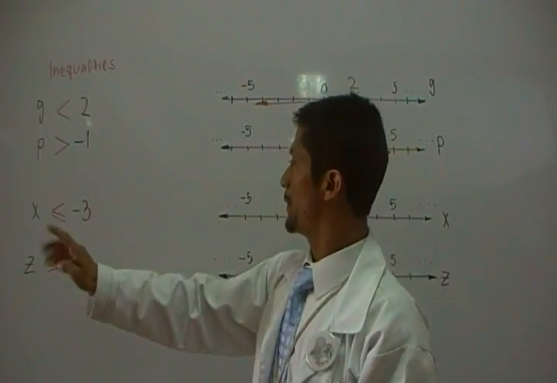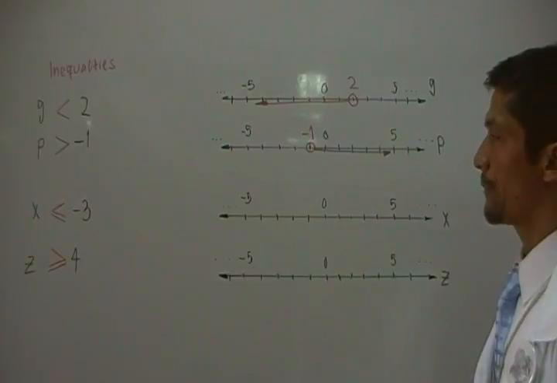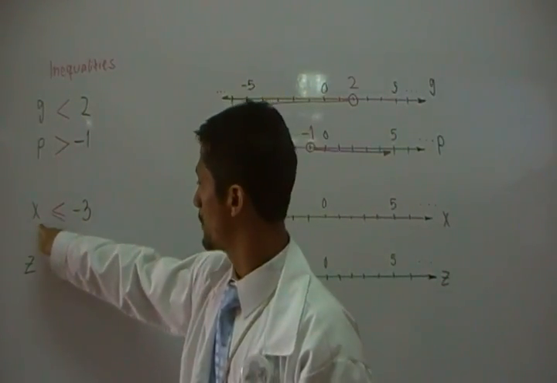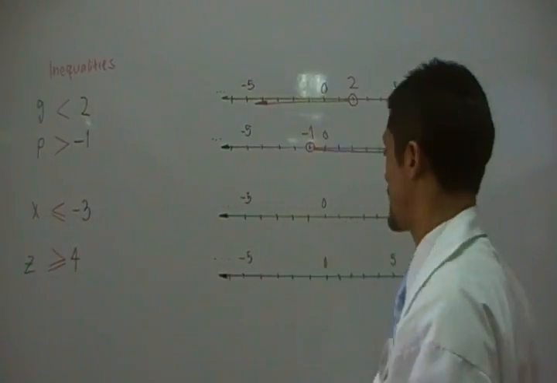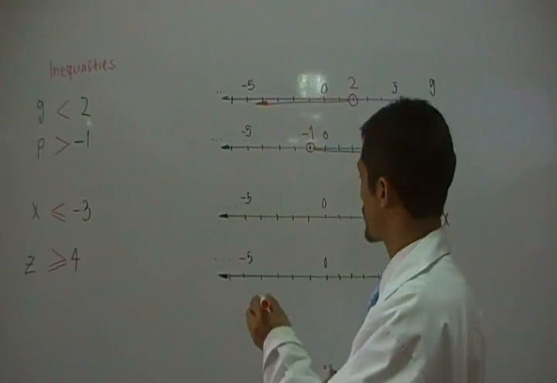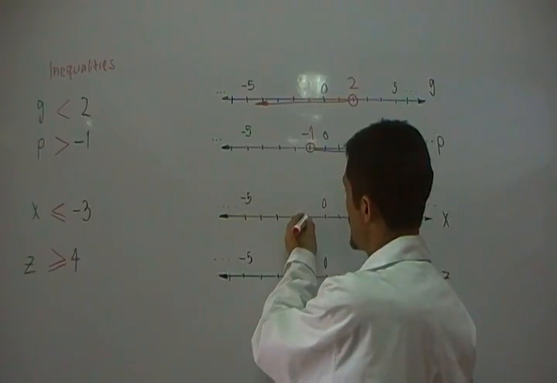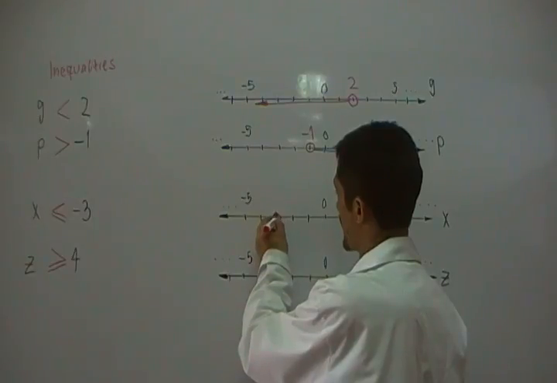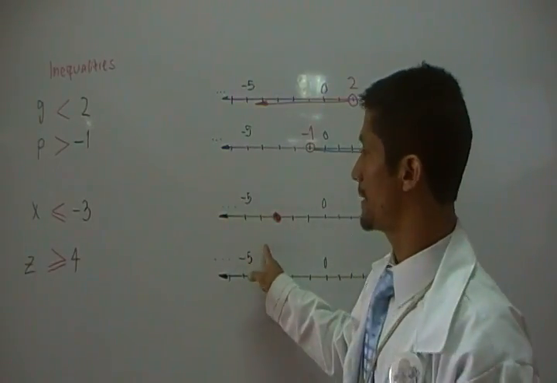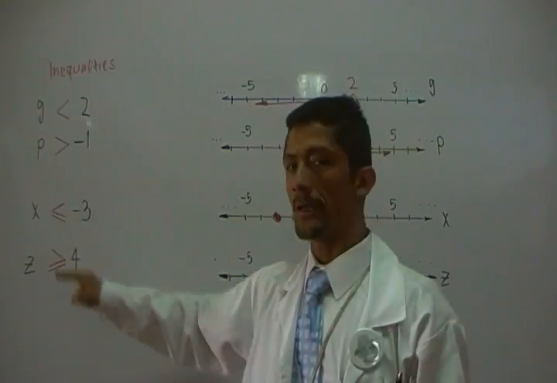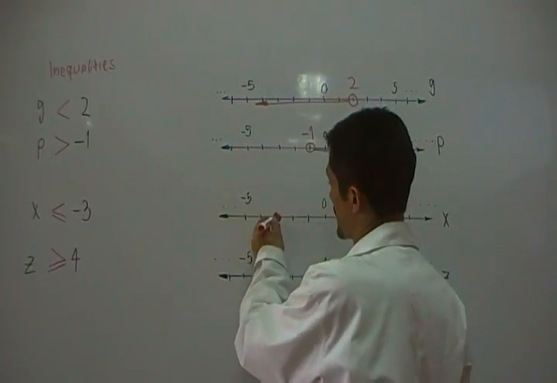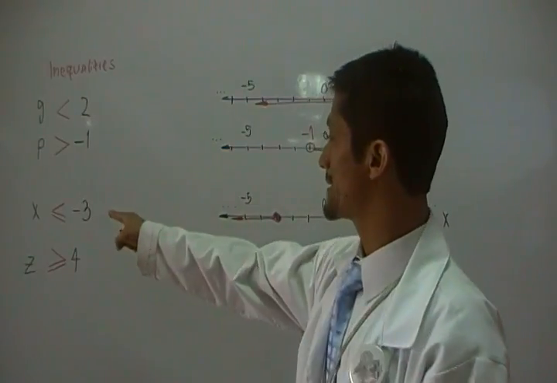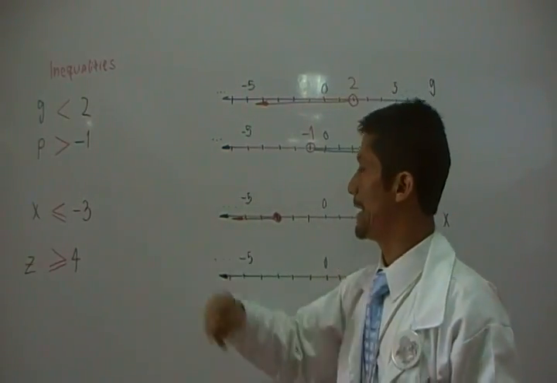In the third example, we have that the variable x is compared to -3, and this variable is any number to the left of -3, since it is less than or equal to -3. So here on the number line, -1, -2, -3. In this case, since we are including the boundary, the circle has to be solid, since here in the inequality we are including the possibility for the variable to be equal to -3. So in this case, since that is less than, it goes to the left.